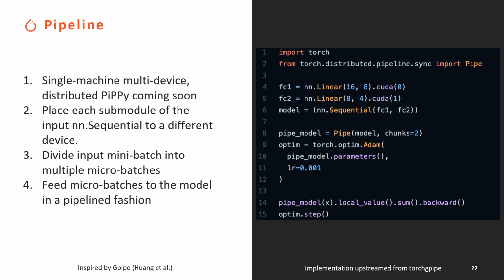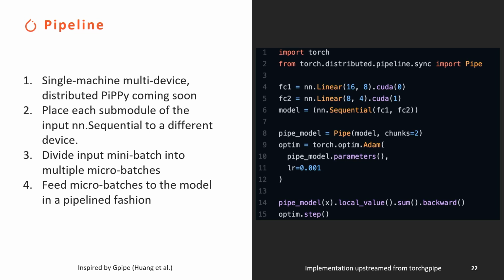Next is pipeline parallelism. Today, it supports only single machine multi-device. The distributed version with support for multi-host is coming soon. This has been inspired by GPipe and the implementation has been upstreamed from the torchpipe repo.